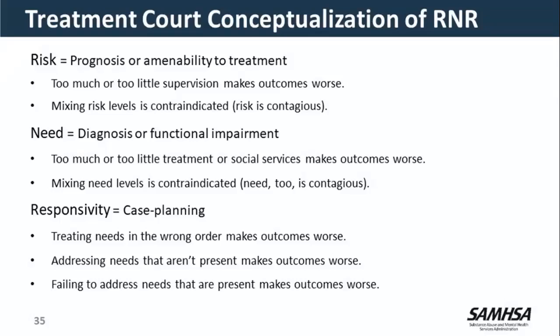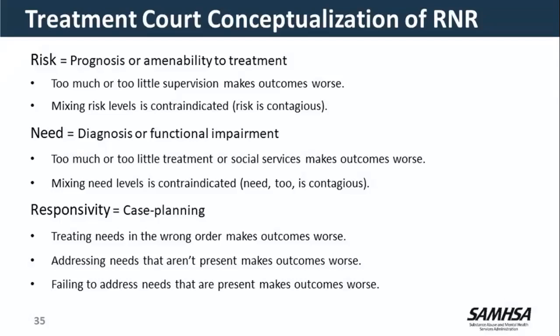And what we have found is that treating needs in the wrong order makes outcomes worse. So if you give someone treatment they don't need, they get worse. If you don't give somebody treatment they do need, they get worse. And if you treat their problems in an inefficient, ineffective order, it actually gets worse. So the point here, I think, from RNR is that there are more ways to do it wrong than there are to do it right.